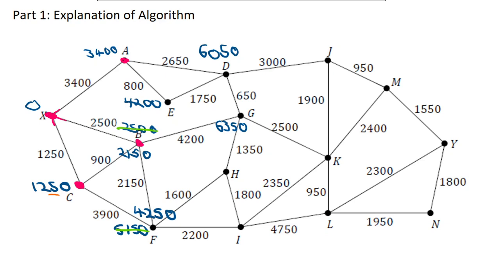So now that hasn't changed anything with the current available nodes, but we now look at E, I believe it is. Yeah, E, 4200. And so we go E to D for 1750, so that gives us 5950. Which means E is visited, and it means that 5950 is now our shortest distance to D.